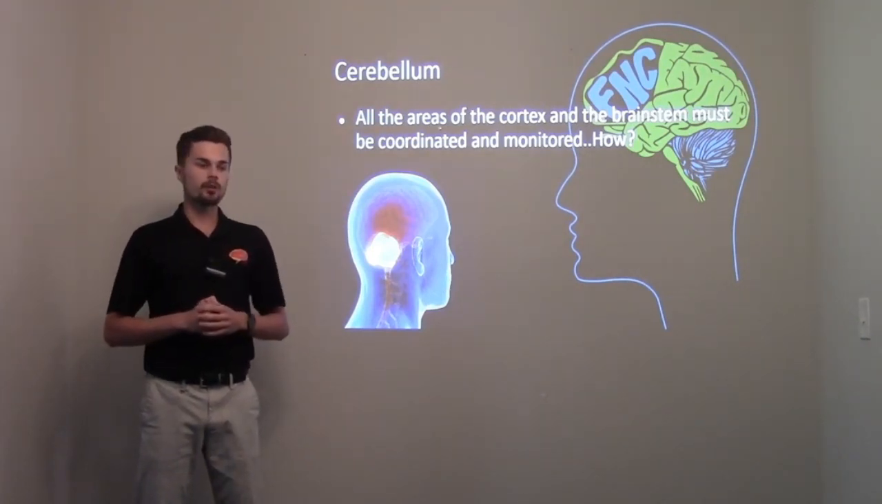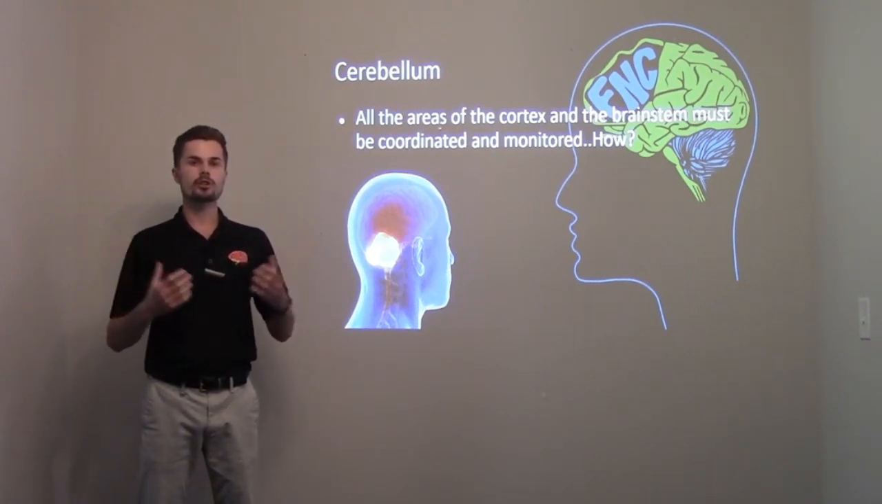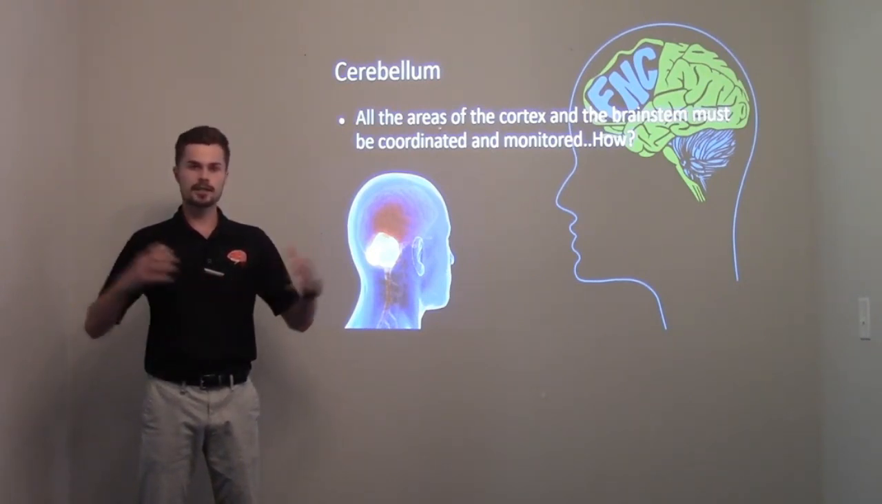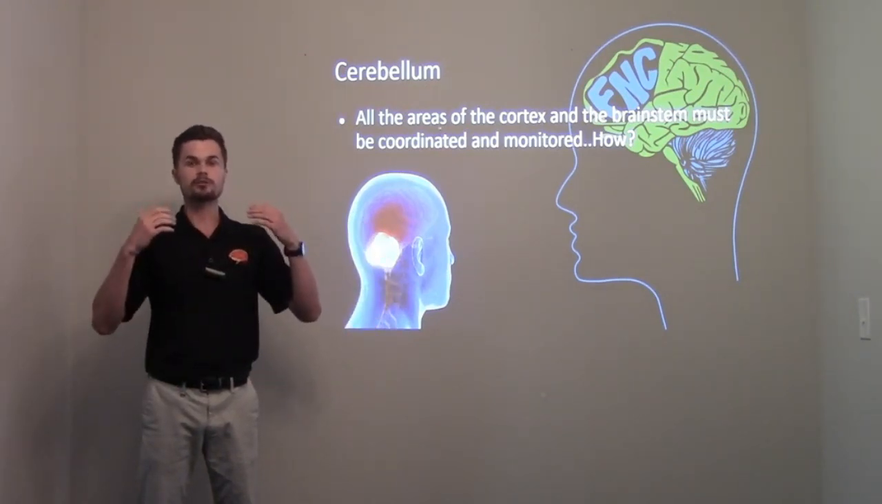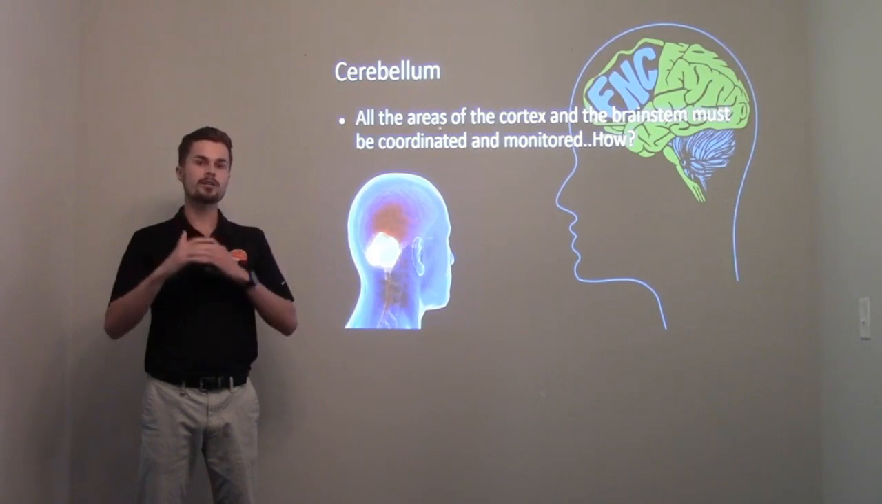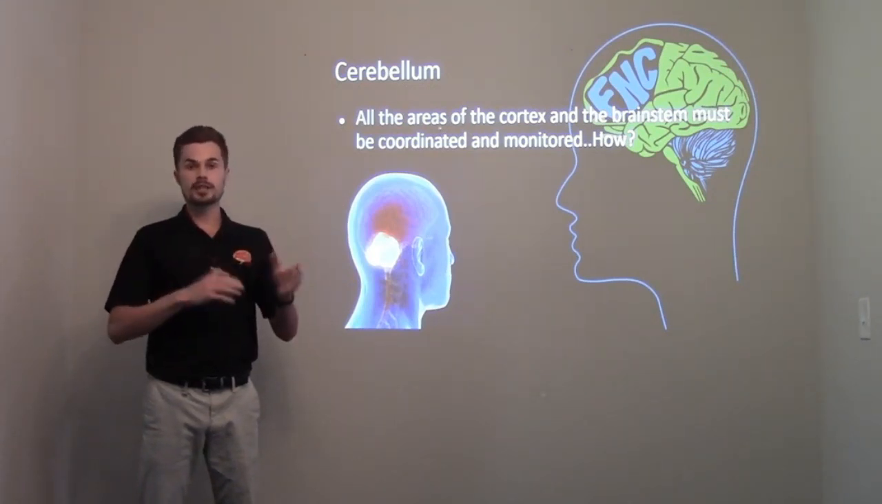So the cerebellum basically is this massive functional processing unit that takes all the afferent information from your body and all the efferent information from your brain, and it compares those two to make corrections if there's any errors in the system.